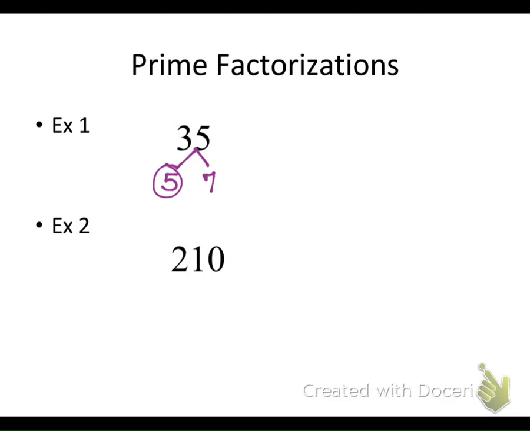Then we look at 7. Is 7 going to be a prime or a composite? Prime. Since it's a prime number, we're going to circle that as well. So the prime factorization for the number 35 is just going to be 5 times 7.